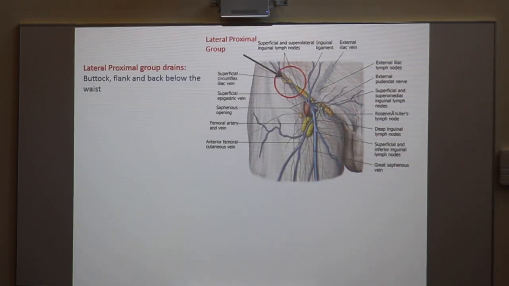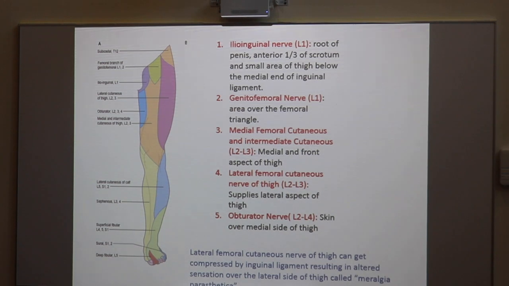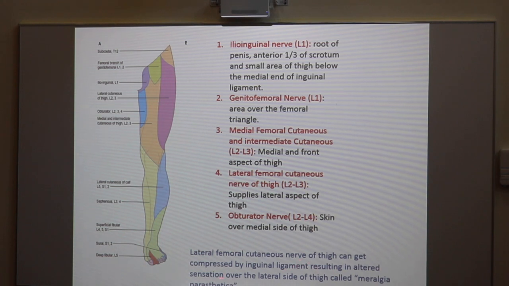Okay, so before we go there, the lateral femoral cutaneous nerve of thigh, as we said before, can get compressed by the inguinal ligament, resulting in altered sensation over the lateral side of the thigh, which is called meralgia paresthetica.